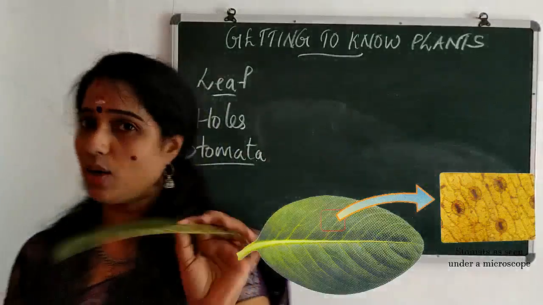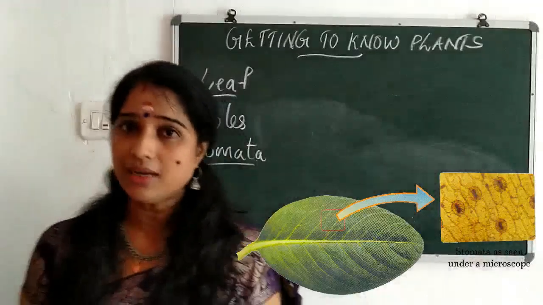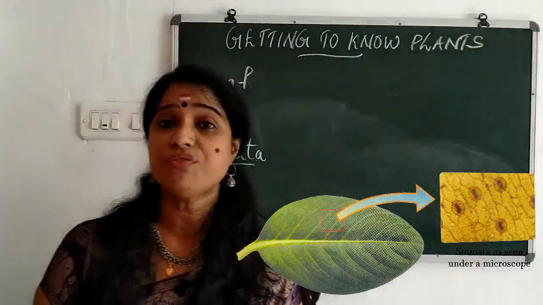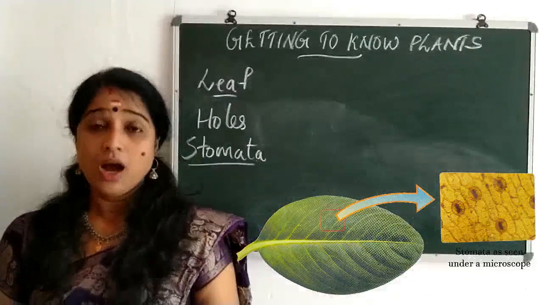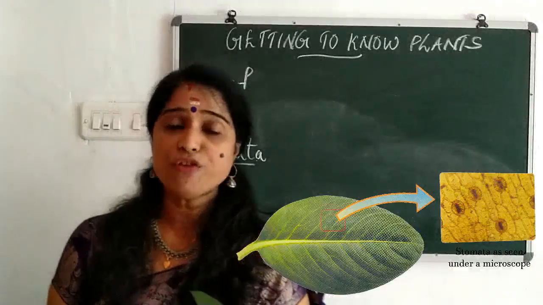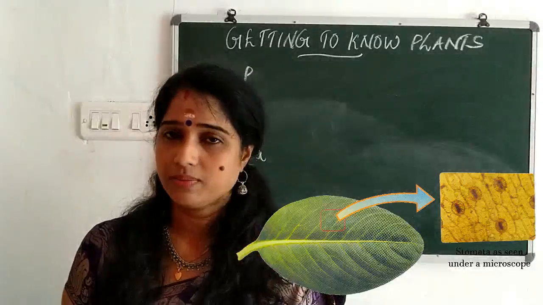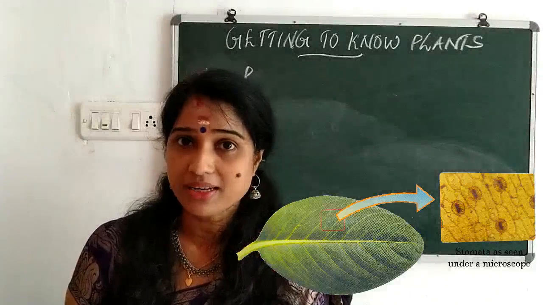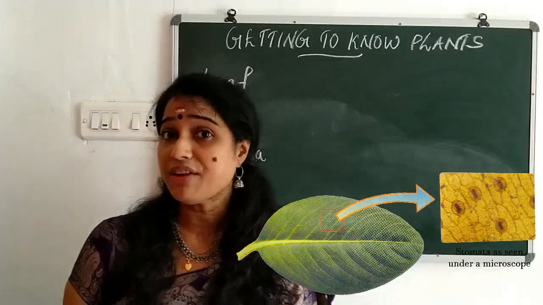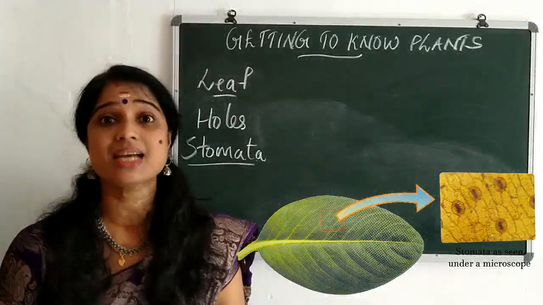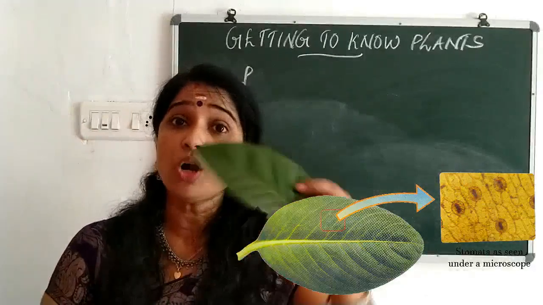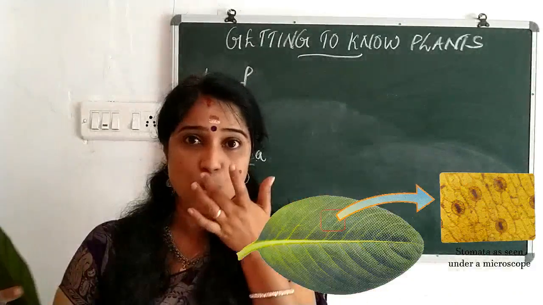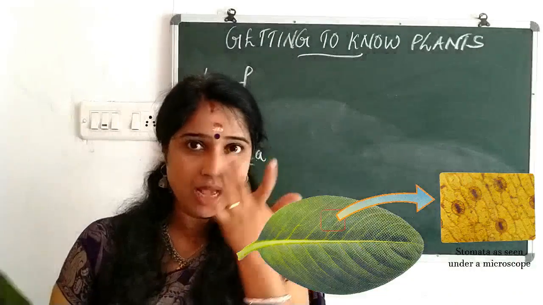These small holes are known as what? Stomata. Clear? And who can tell me what the function of the stomata is? You know that for the preparation of food, plants need what? Carbon dioxide. Am I right? So from where does the plant get this carbon dioxide? Yes, from the atmosphere. We have the nose to take in the oxygen, isn't it?